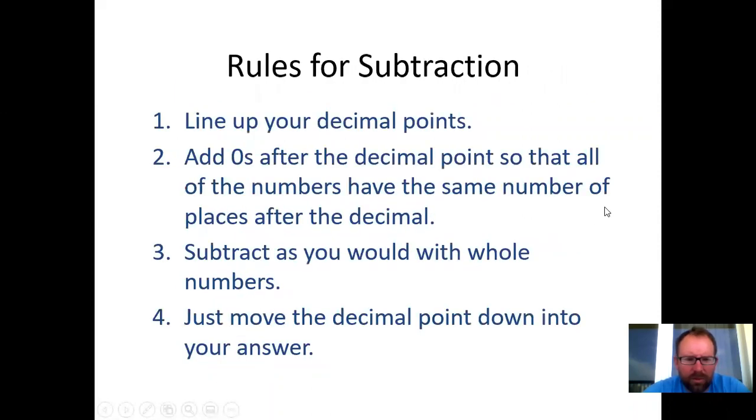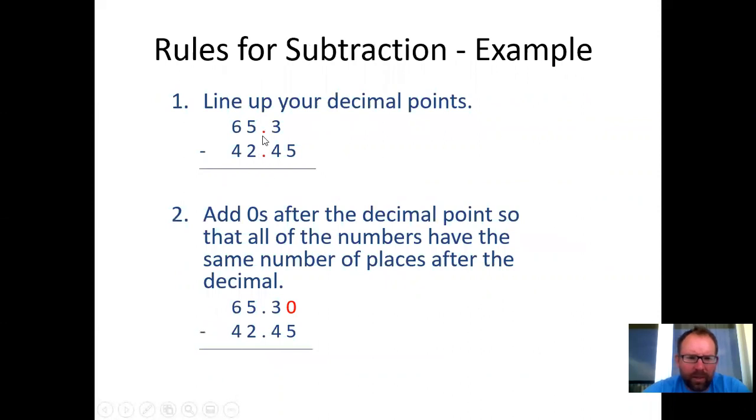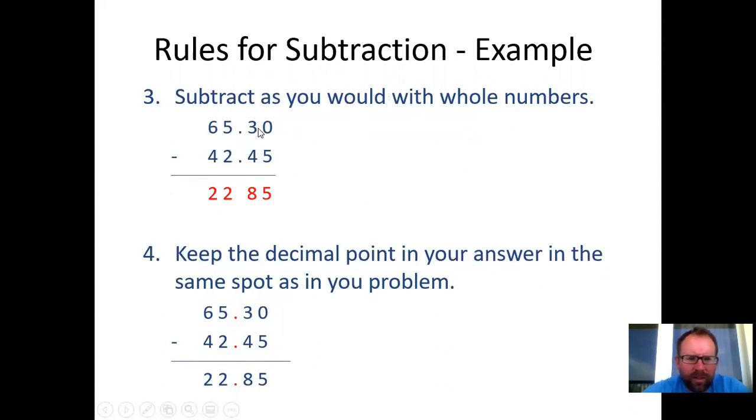Really simple. Rules for subtraction. Line up your decimal points. Add zeros after the decimal points so that all of the number places have the same number of places in the decimal. Subtract as you would with whole numbers, and then just move the decimal down. So really, it's just like the addition. You just line up your decimals and subtract. So we line them up, put zeros anywhere there's blank spaces, and subtract. 65.3 minus 42.45 is going to equal 22.85. See, that decimal just comes straight down.